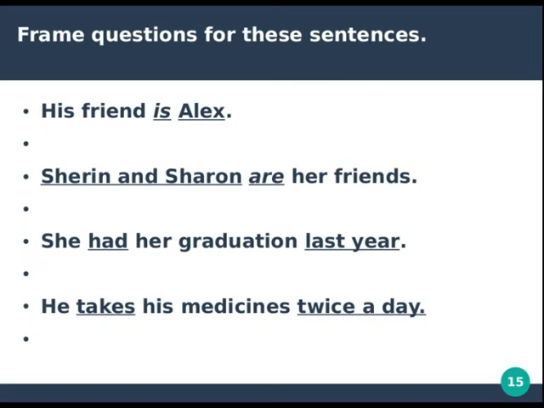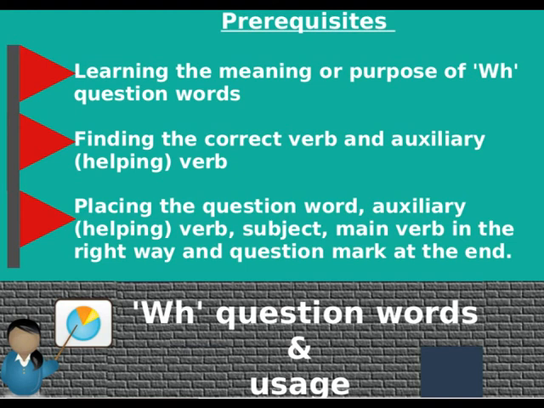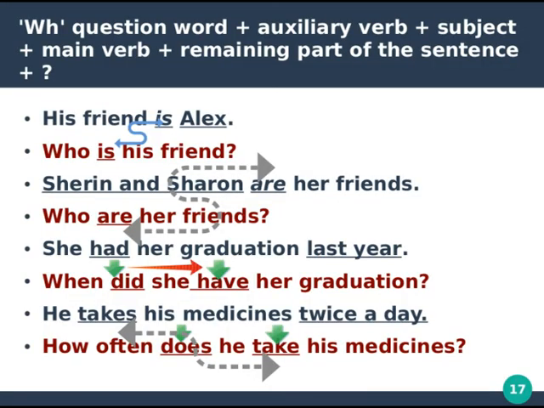The next task is placing the question word, auxiliary, subject and main verb in the right way. Let's see how it is done. So place the question word first, then the auxiliary, then the subject, then main verb, then the remaining part of the sentence plus the question mark.